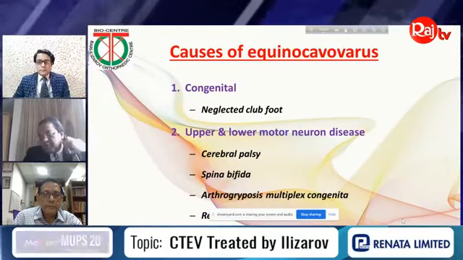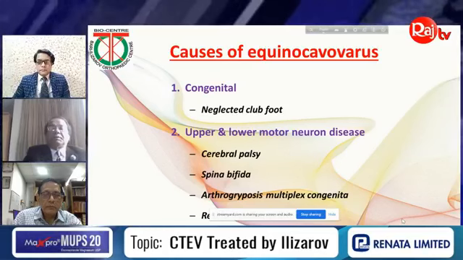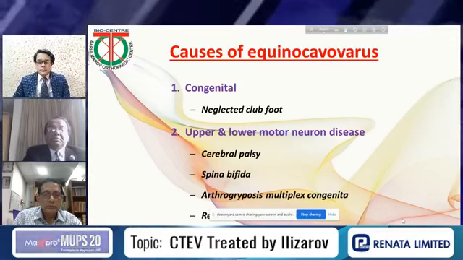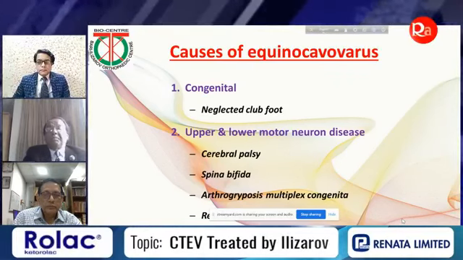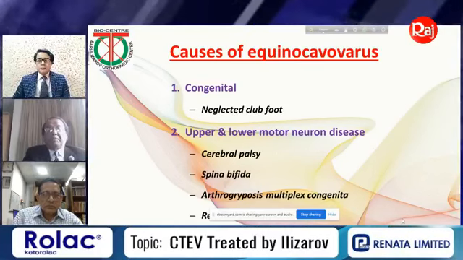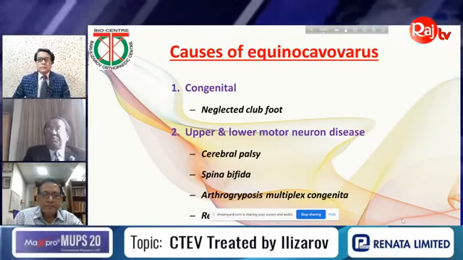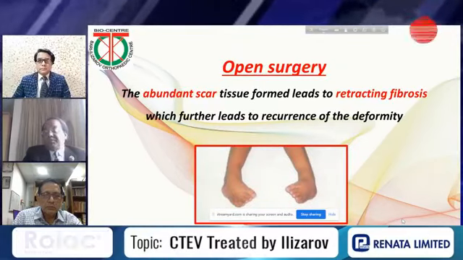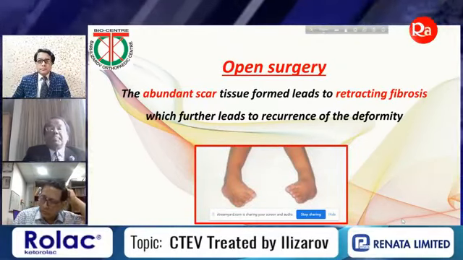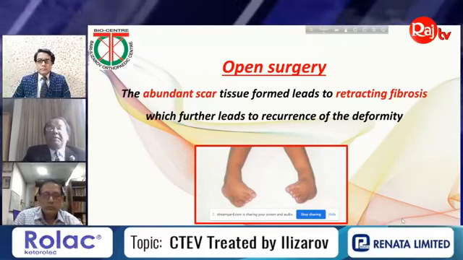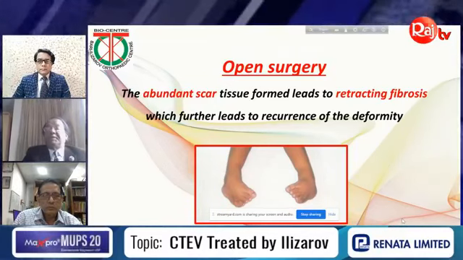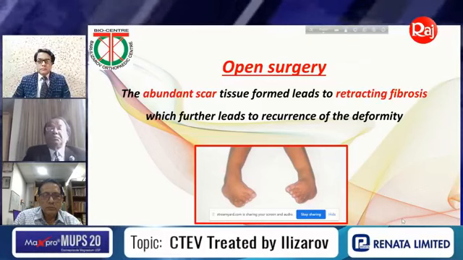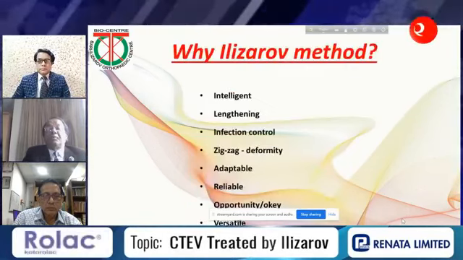Now you can see the causes. You know that one: congenital, neglected, cerebral palsy, upper and lower motor neuron disease, spina bifida, arthrogryposis multiplex congenita. And you can see, dear friends, when you do the PMR in children, abundant scar tissue formation leads to retracted fibrosis, which further leads to recurrence of the deformity.